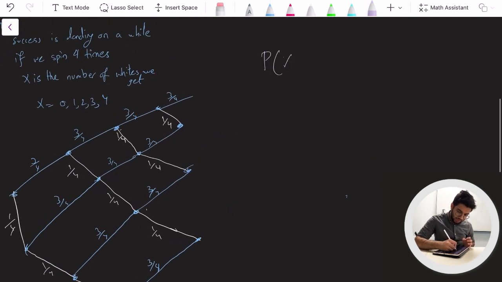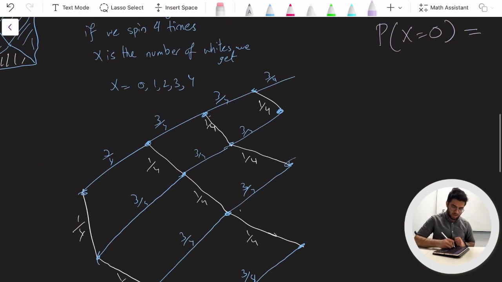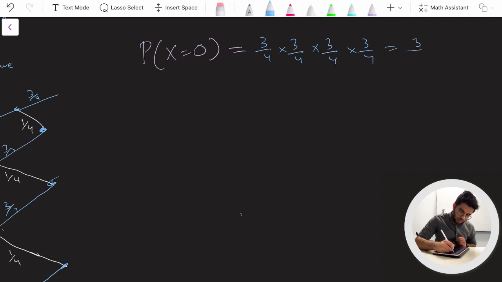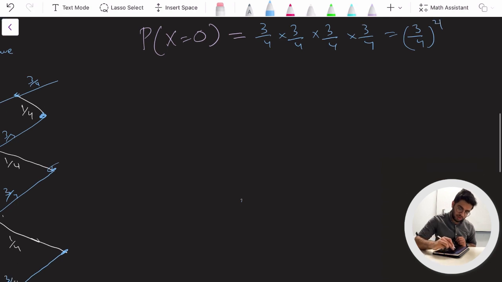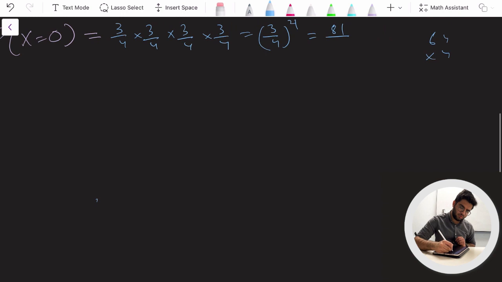The probability that x equals 0, so that you get 0 whites, or in other words 4 blues, is: you get a blue on the first one, blue on the second, blue on the third, and blue on the fourth, which is 3 on 4 times 3 on 4 times 3 on 4 times 3 on 4. Which is just equal to 3 on 4 to the power of 4, which gives you 81 on 256.